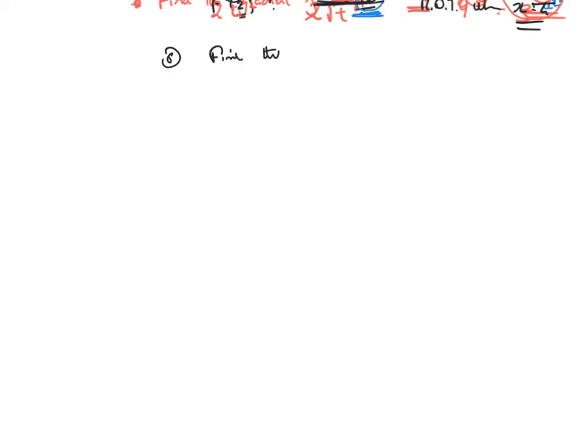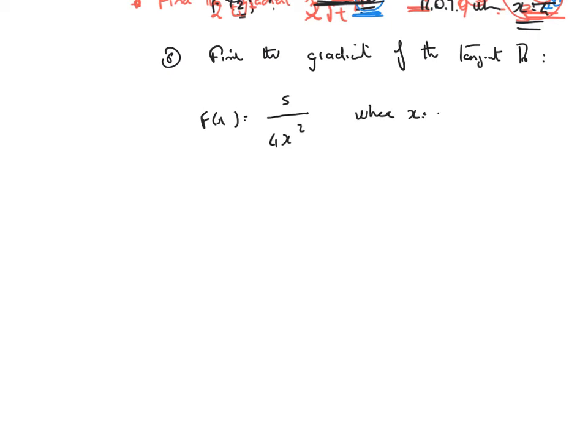Okay, example 6. Find the gradient of the tangent to f of x equals 5 over 4x squared, where x equals minus 10.